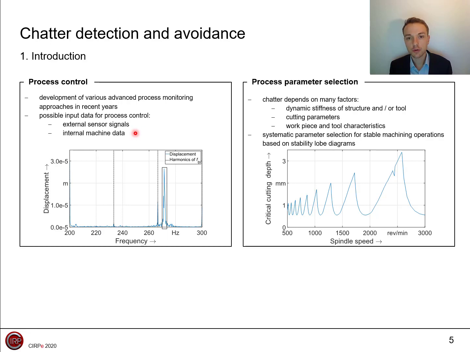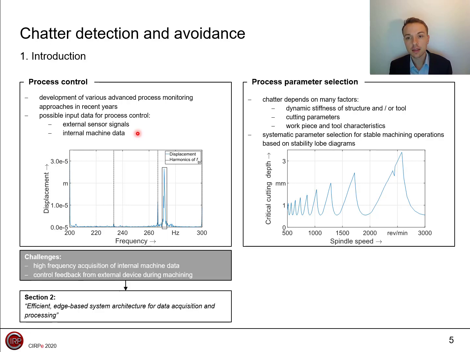Major challenges for the process control are still the acquisition of high-frequency machine data and the adaptation of process parameters during the execution of the NC program. Section 2 presents a system architecture that enables these 2 tasks to be performed on an external device, on an edge computer.